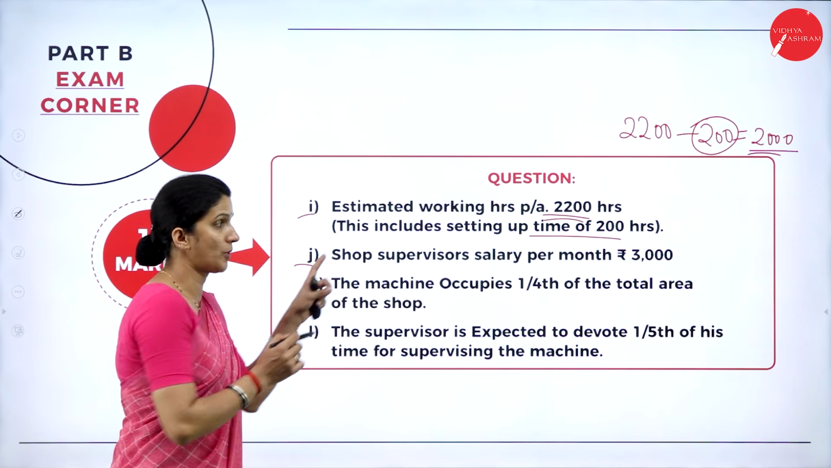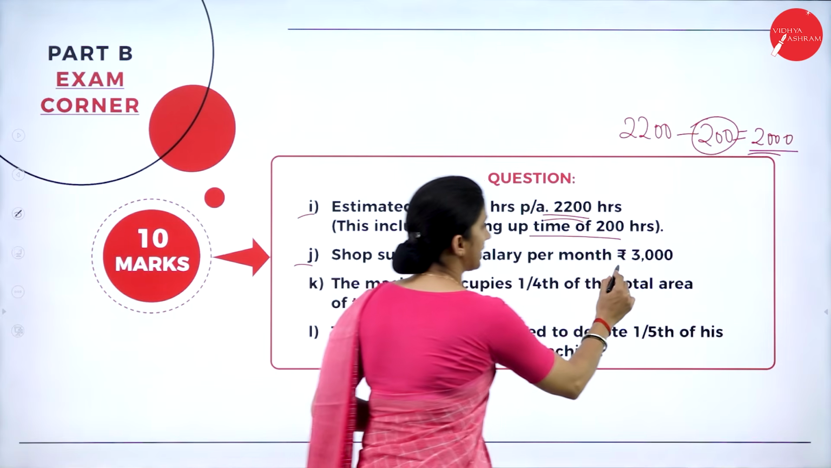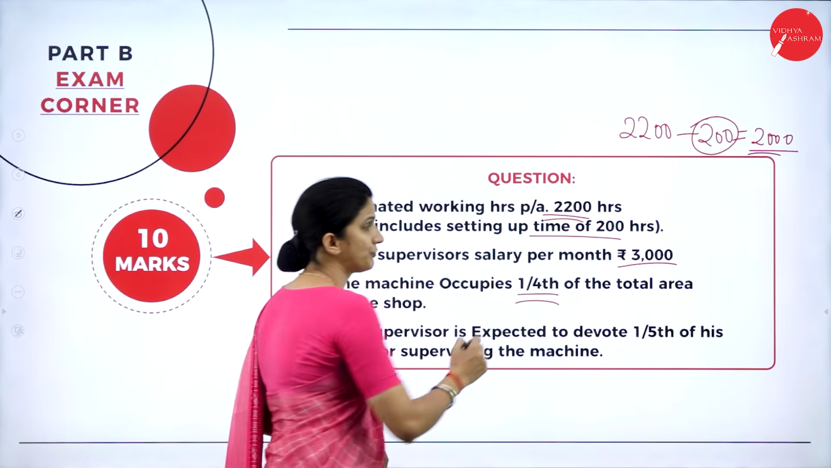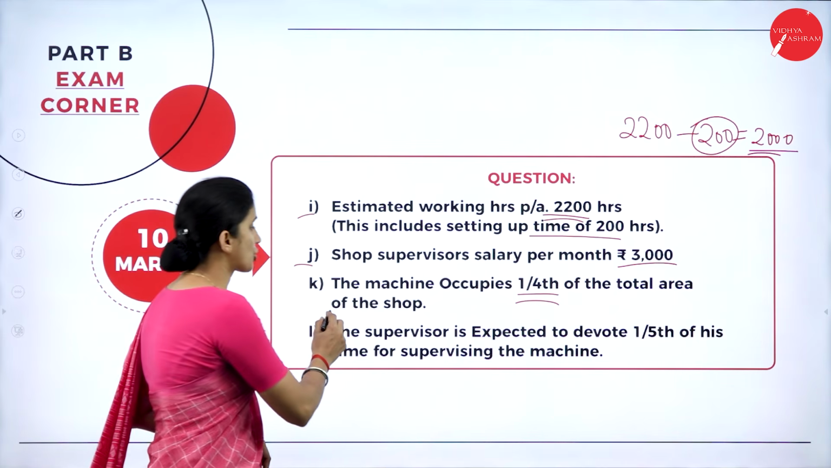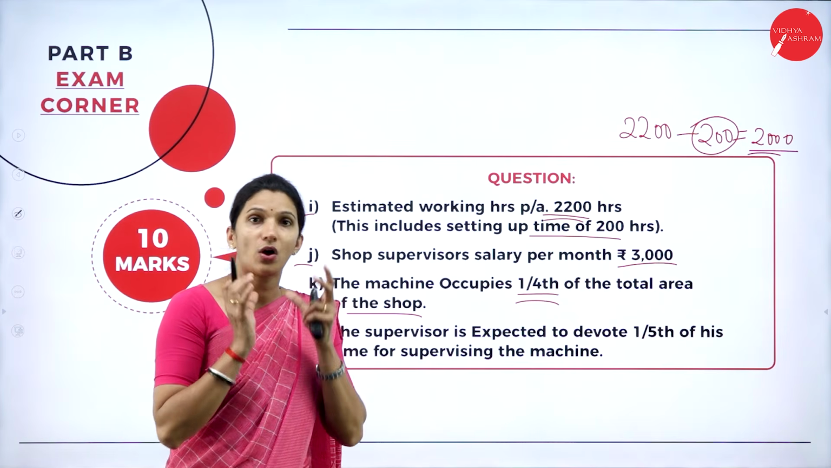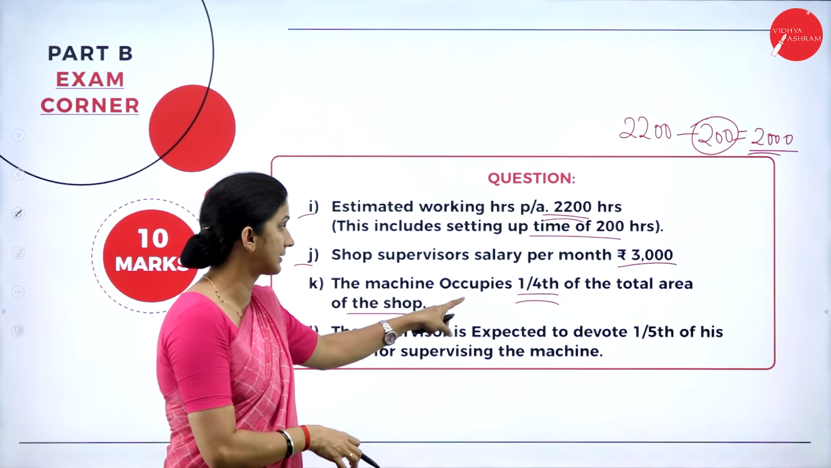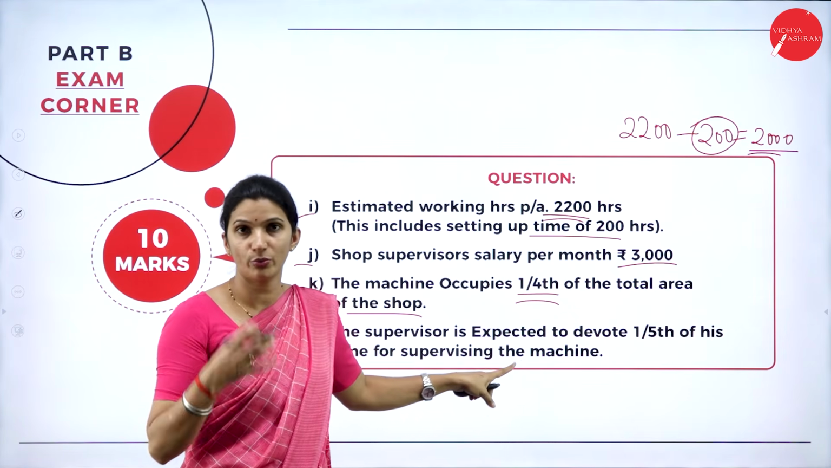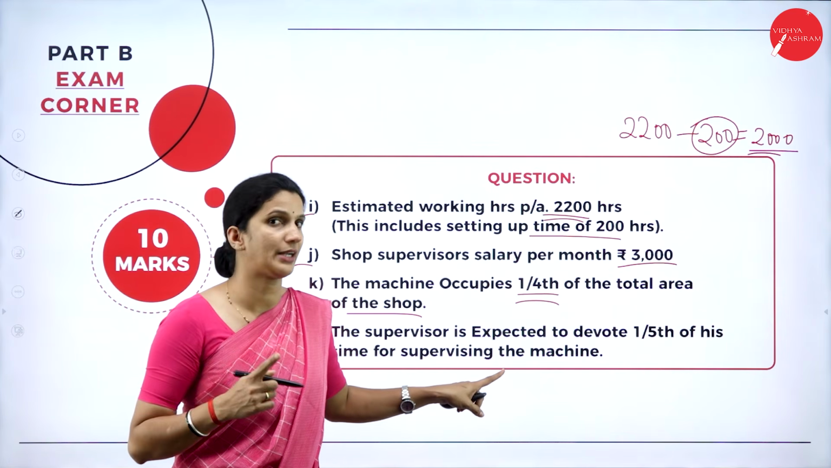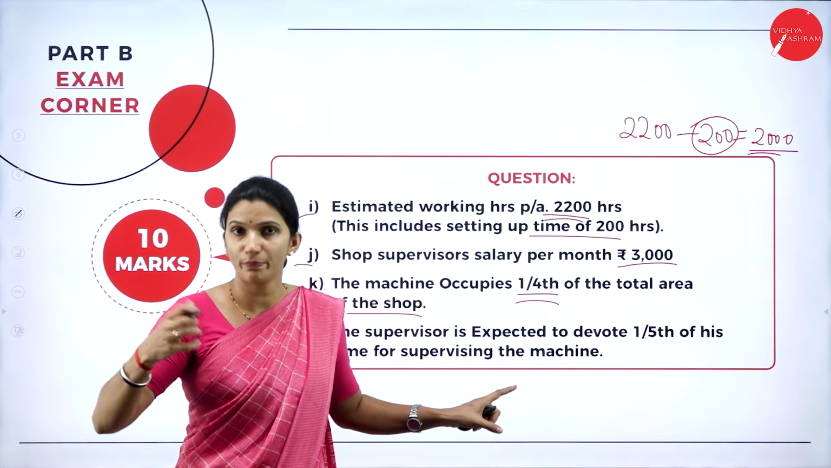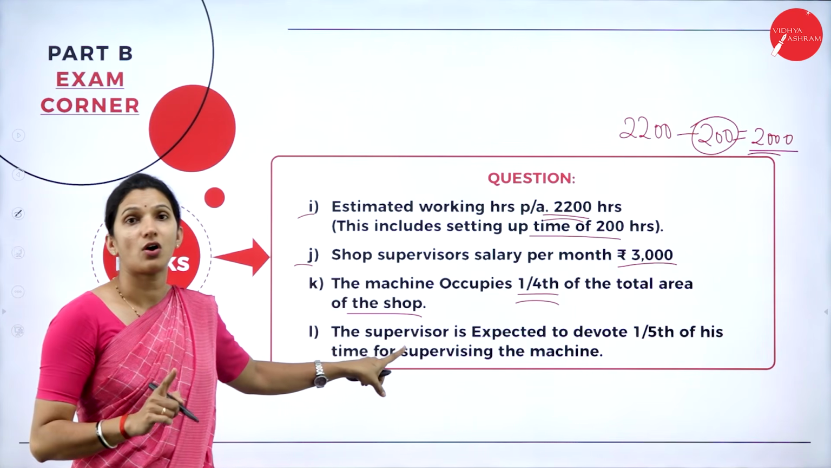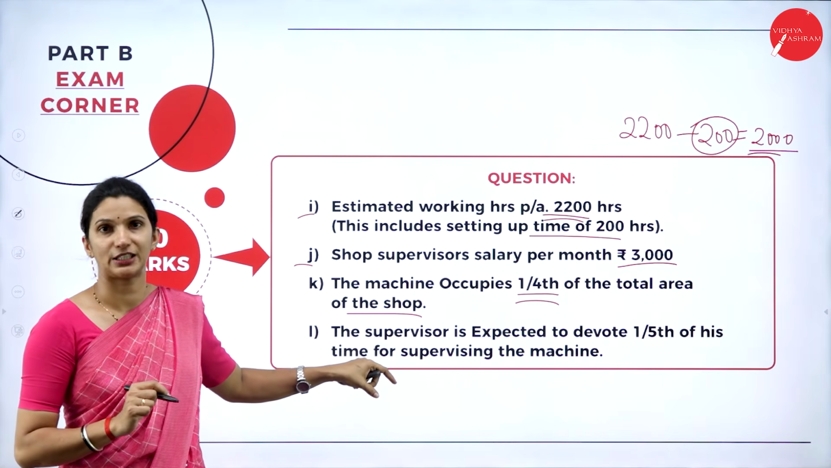The shop supervisor salary per month is 3,000. Then the machine occupies 1/4 of the total area of the shop. That means in the total shop, the area occupied by this machine is 1/4. Always remember, when we prepare the machine hour rate statement, it is for one machine that we are calculating. In that shop there may be a number of different machines, so we need to calculate the machine rate for one machine.